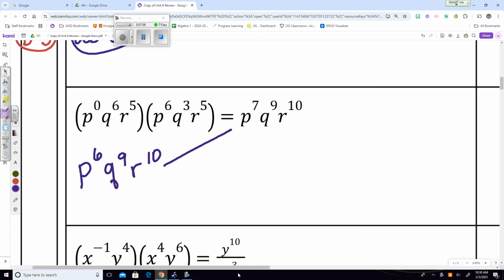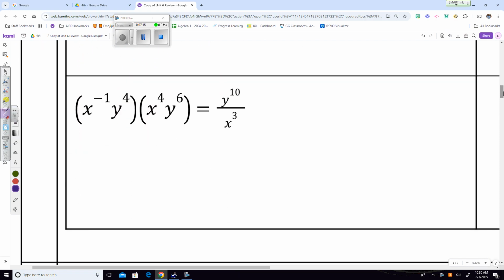Questions there? All right. And then look at the next one. Again, we're multiplying. So when you multiply, what do you do with those exponents? Subtract. So you add. That's correct. You don't subtract, you add.